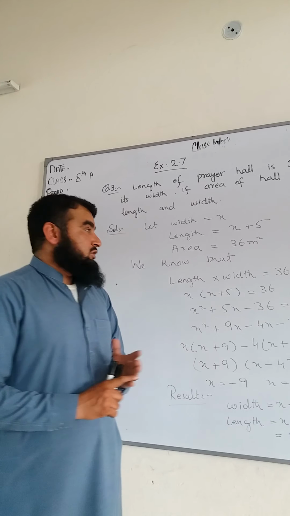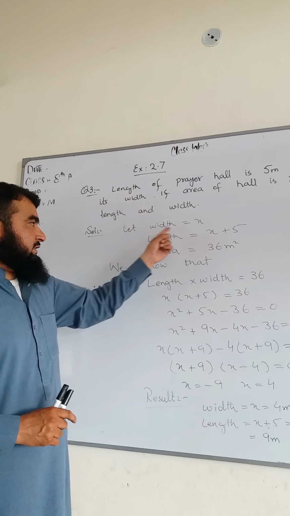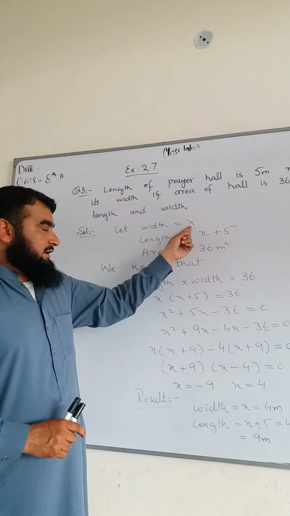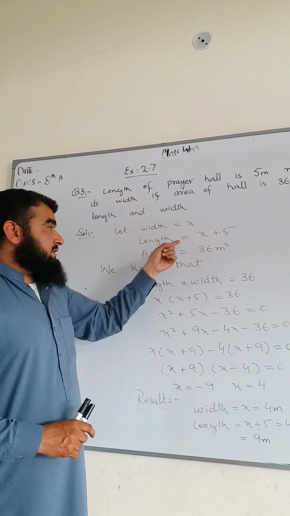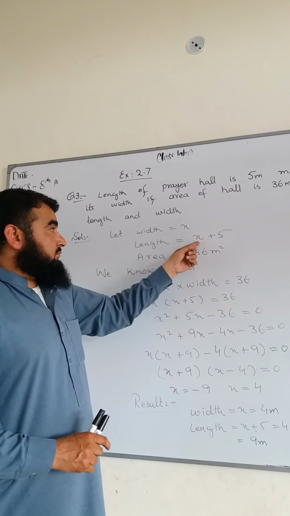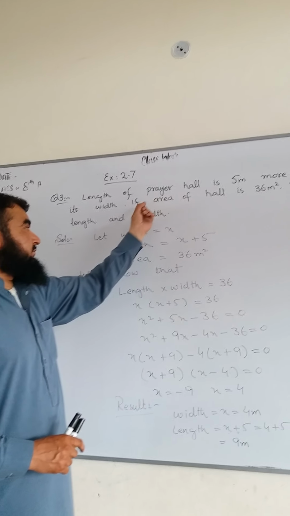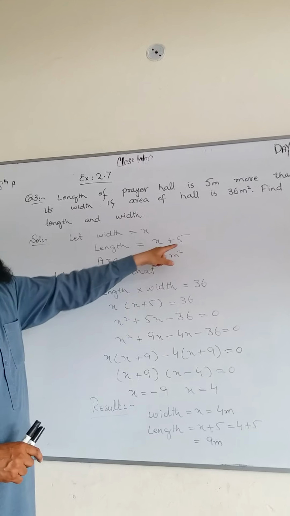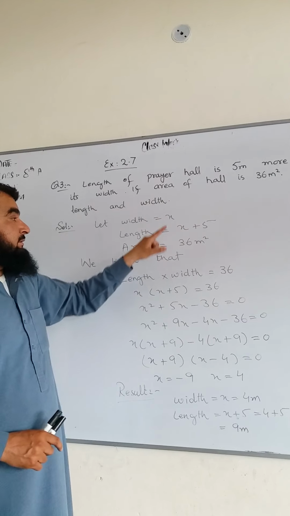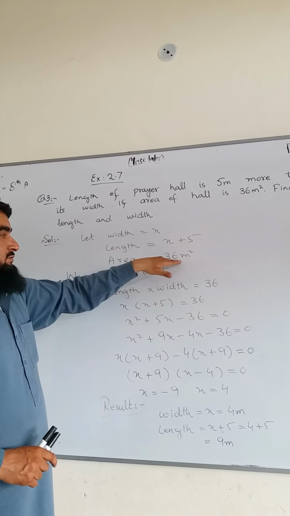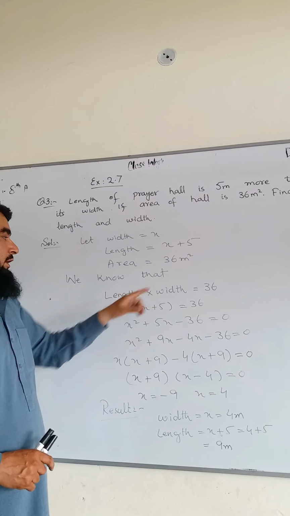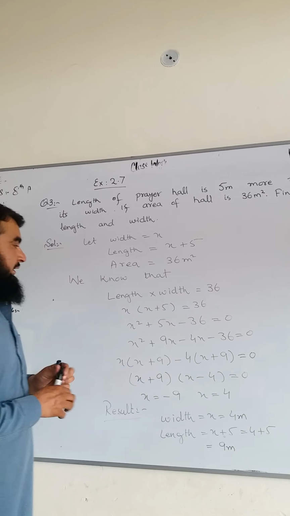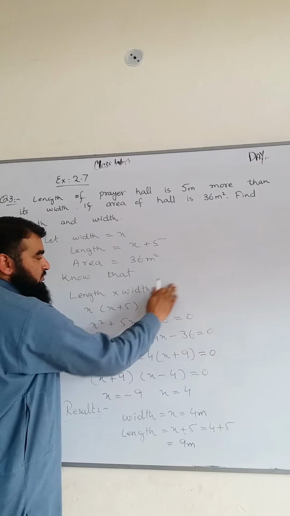We don't know, so we will first take width equal to x, and the length is 5 meters more than the width. So width is x, so we will write x plus 5 as the length. The length is 5 meters more than the width, and the area is 36 meters square. Now according to the area formula, length multiplied by width is equal to area.